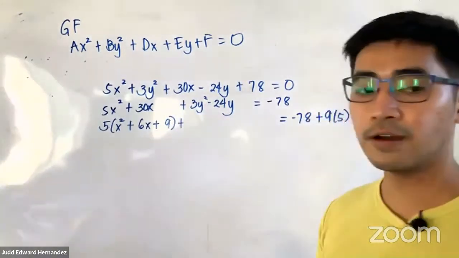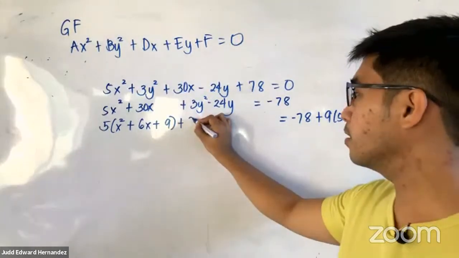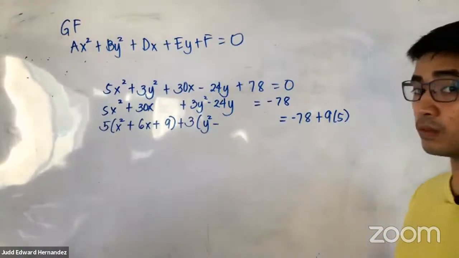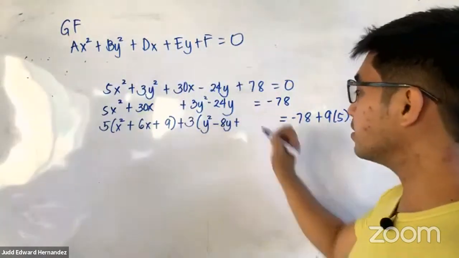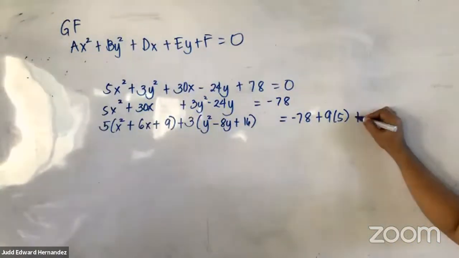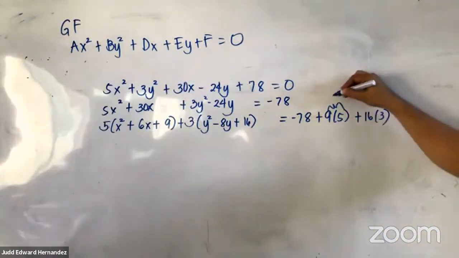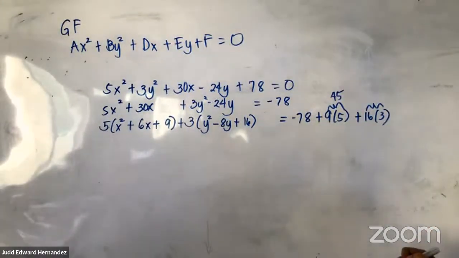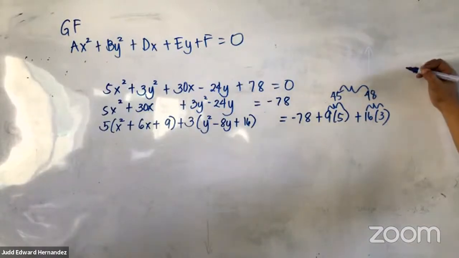Plus, what do we factor out for the variable y? We need to factor out 3. And this becomes y squared minus 8y plus 16. Okay? So, we need to add here plus 16 times 3. What is 9 times 5? That is 45. What is 16 times 3? 48.